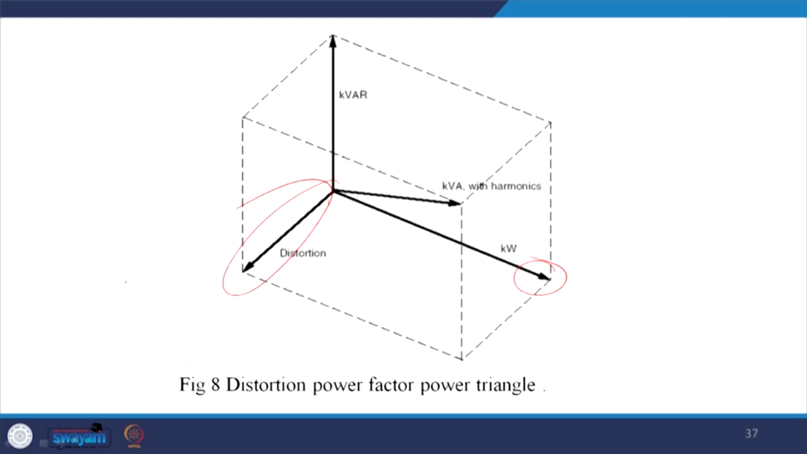and thus it forms a cube or parallelepiped, and ultimately this diagonal gives you the magnitude, that is the kVA with the harmonics. So, new definitions come and we have to pay for that power factor also. We require to maintain that power factor also at not less than 0.95.